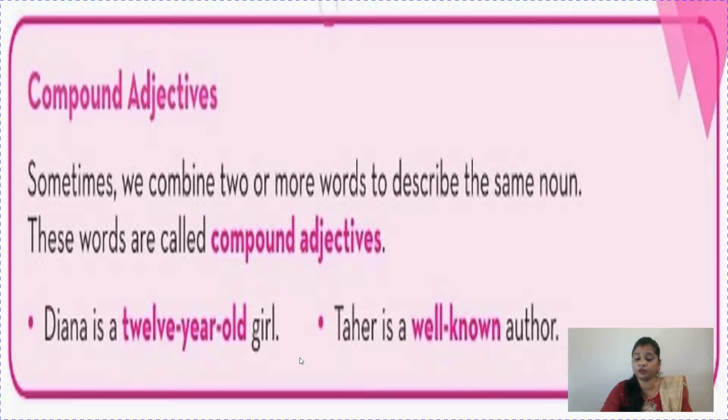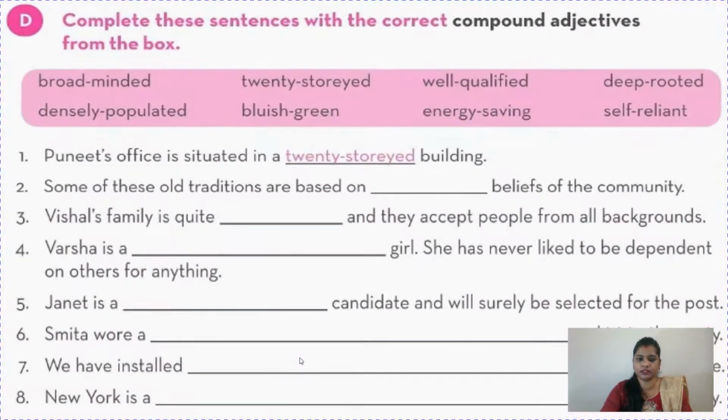Tahir is a well-known author. Well-known, so again there are 2 words. So let us do this. It's very simple. You can do it easily. Complete these sentences with the correct compound adjectives from the box. So before doing the exercise, we will read the words here.